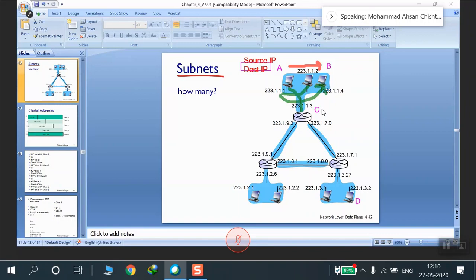Now C here is the router. Its interface takes this packet, checks that the destination MAC address is not the one which is supposed to be, so it discards it. This one also checks it, discards it. But B takes it, compares its own MAC address with the destination MAC address of the packet, and it accepts it.